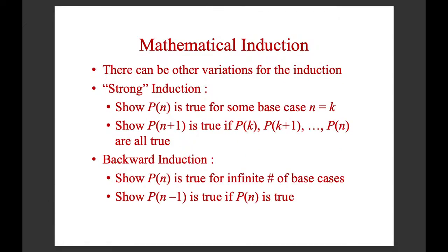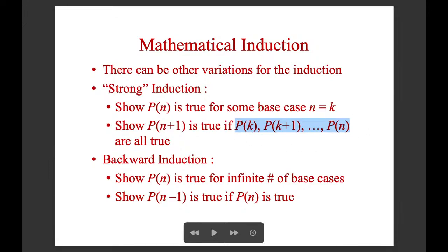The previous induction technique is the basic form. We usually call it the weak induction. There is another form called the strong induction. Strong induction shows two slightly different arguments. The first one is nearly the same, actually exactly the same. We show that Pn is true for some base case n is equal to k. But for the other statement, which we call the inductive case, we show that Pn plus 1 is true based on much more information. We base on the fact that Pk plus 1 up to Pn are all true.